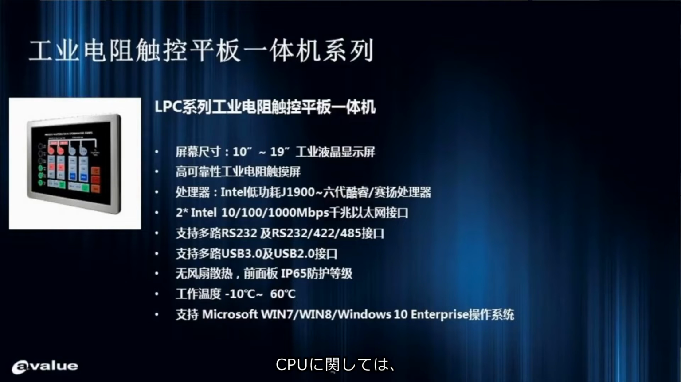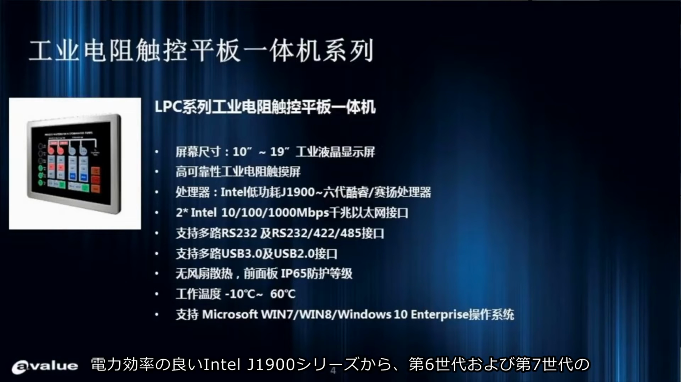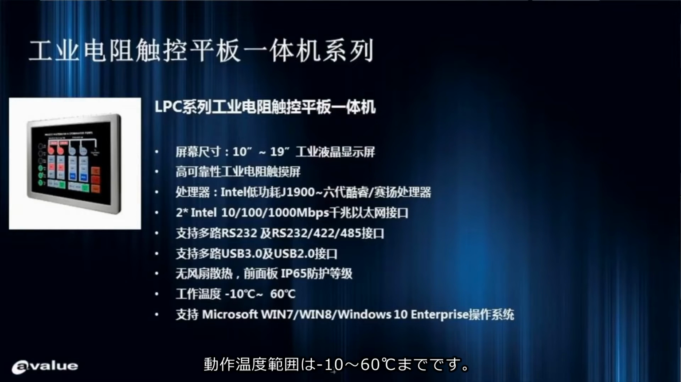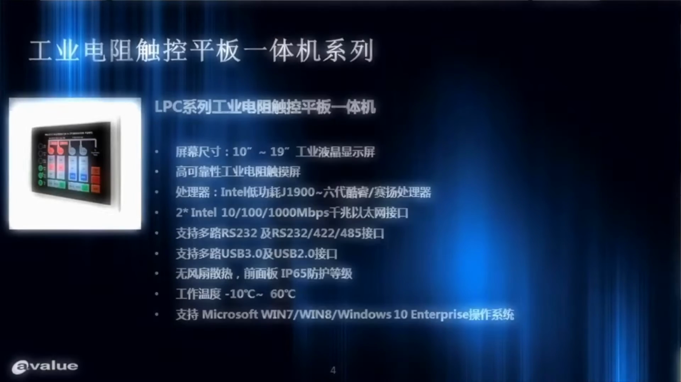In regards to the CPU, Avalue offers a range of options from the energy-efficient Intel J1900 series up to the 6th and 7th generation Intel Core and Celeron chips. The operational temperature extends from -10 to 60 degrees Celsius. As for operating systems, we support Windows 7, 8, and 10. And its main advantage is that it's reliable and durable.